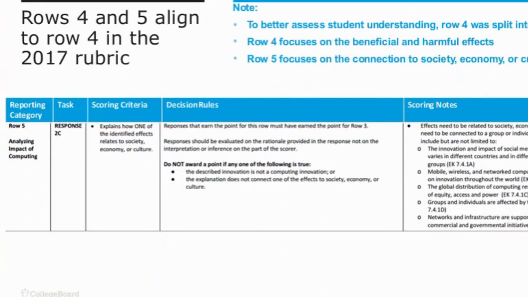Okay, so row 5, then they have to. This is the row we split. This was row 4, and we split it into 4 and 5. It was very difficult for readers to keep track of all the things they had to keep track of in row 4, so we split it up. So row 5 now is going to take and explain how one of those effects is related to society, economy, or culture.